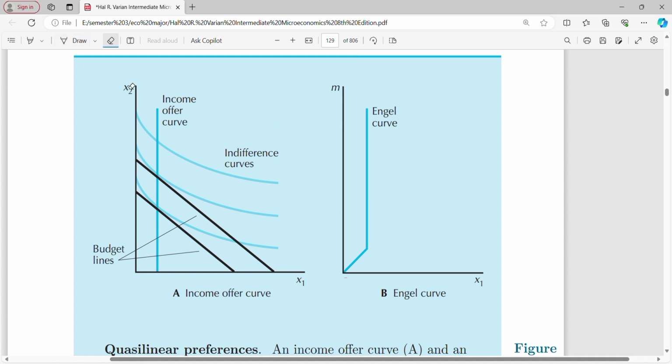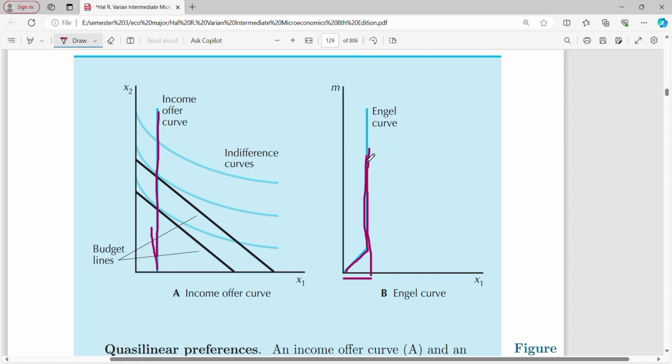So how will the Engel curve appear? Till this part, I bought pencils. After this part, I stopped buying pencils. My demand for pencils is not increasing anymore, so it will be a straight line. The income offer curve will be a straight line. In the Engel curve, till this part we had demand, after that we stopped buying, so it is a straight line.